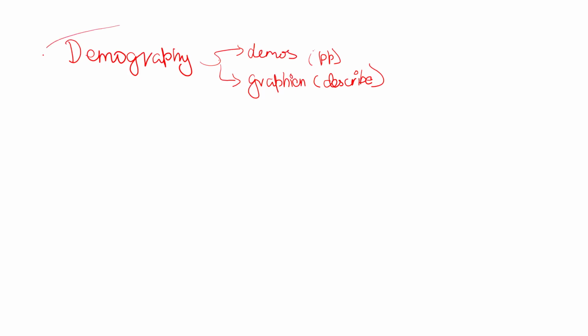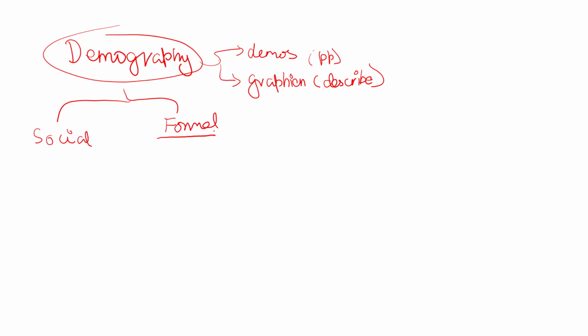Now, demography basically is a systematic study of population. What does it study? It studies the births, the migration, the sex composition, etc. Now, it has been classified into two types broadly. Number one would be formal, and the other one would be social.